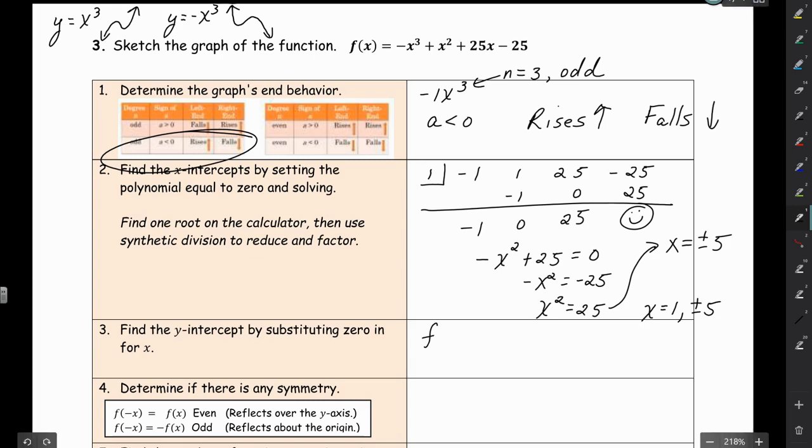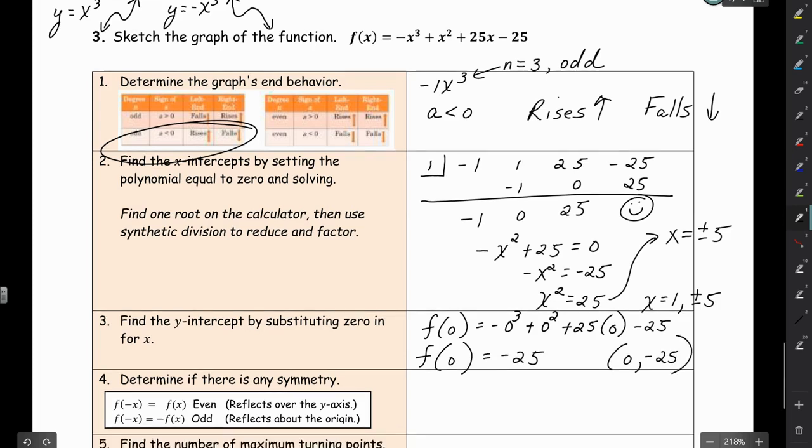For the y-intercept, we're going to put 0 in for x. So we have a y-intercept at 0, negative 25.